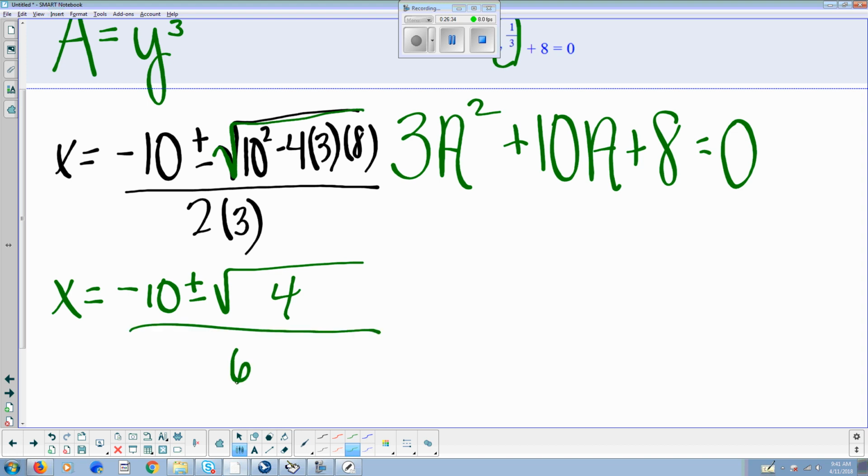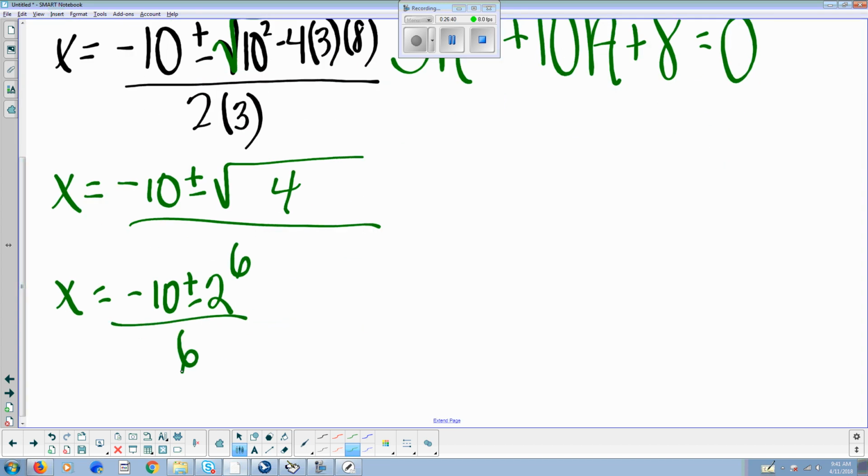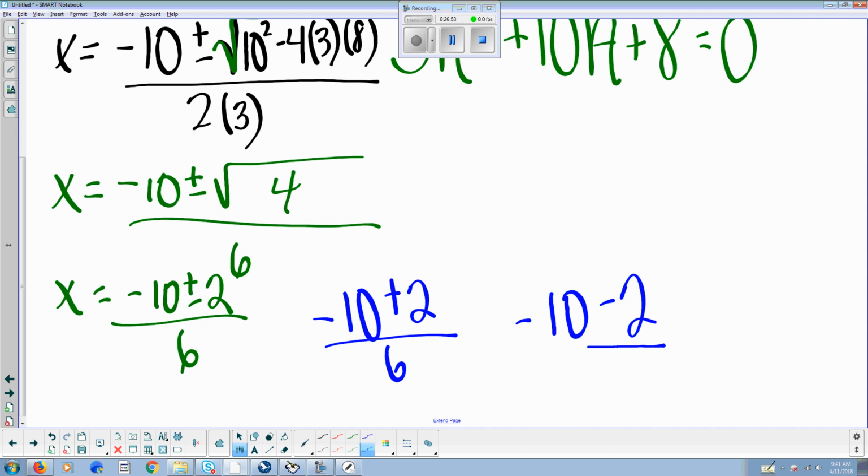So you're going to get x equals negative 10 plus or minus 2. Is that what you're telling me? Okay, great. Over 6. So to get my two answers, I'll say negative 10 plus 2 over 6 and negative 10 minus 2 over 6.